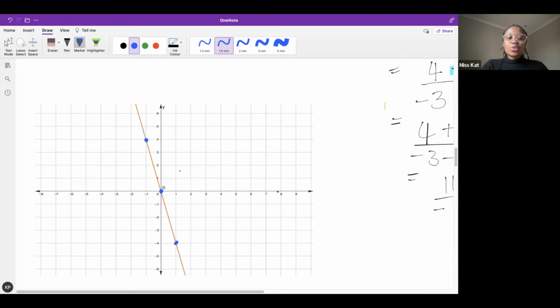So you only need 2 points, guys. Now tell me, what are the coordinates of A? I'm going to name this A. What are the coordinates of A?